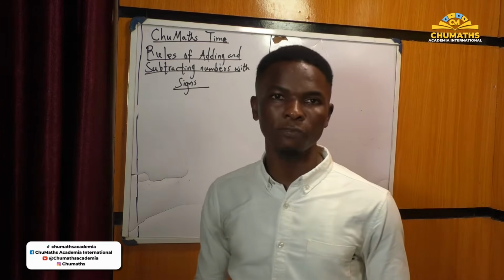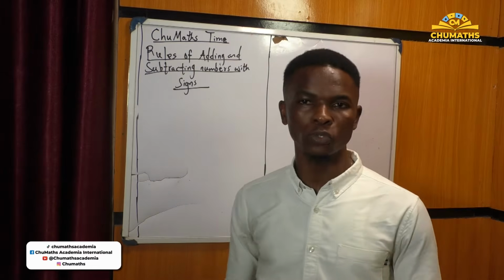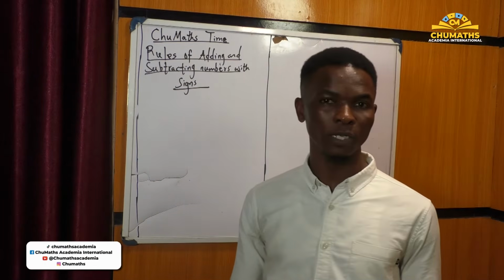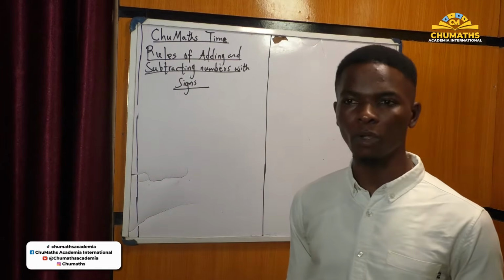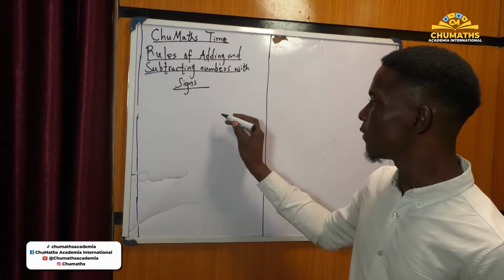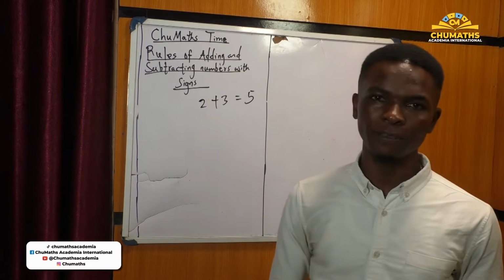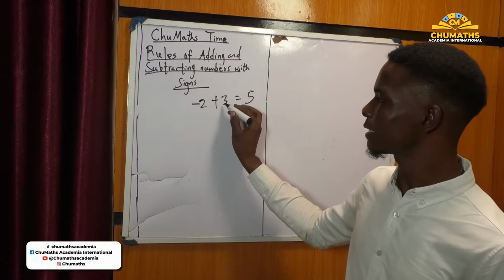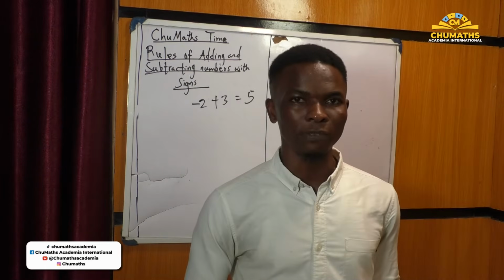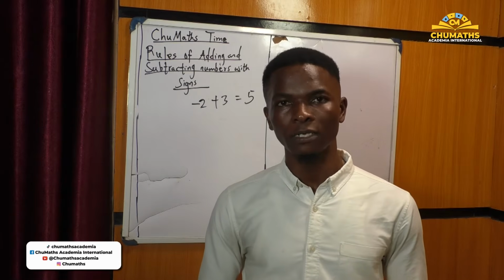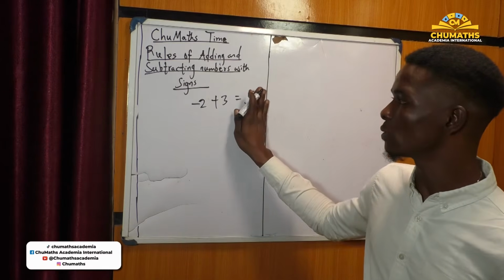Now, I've observed that many students have issues with adding and subtracting numbers when signs are attached to them. It's a common rule that, for example, 2 plus 3, you already know, is 5. But when signs are attached to these numbers, you notice that they find it difficult to get the answers. So today we'll be looking at rules of adding and subtracting numbers with signs.